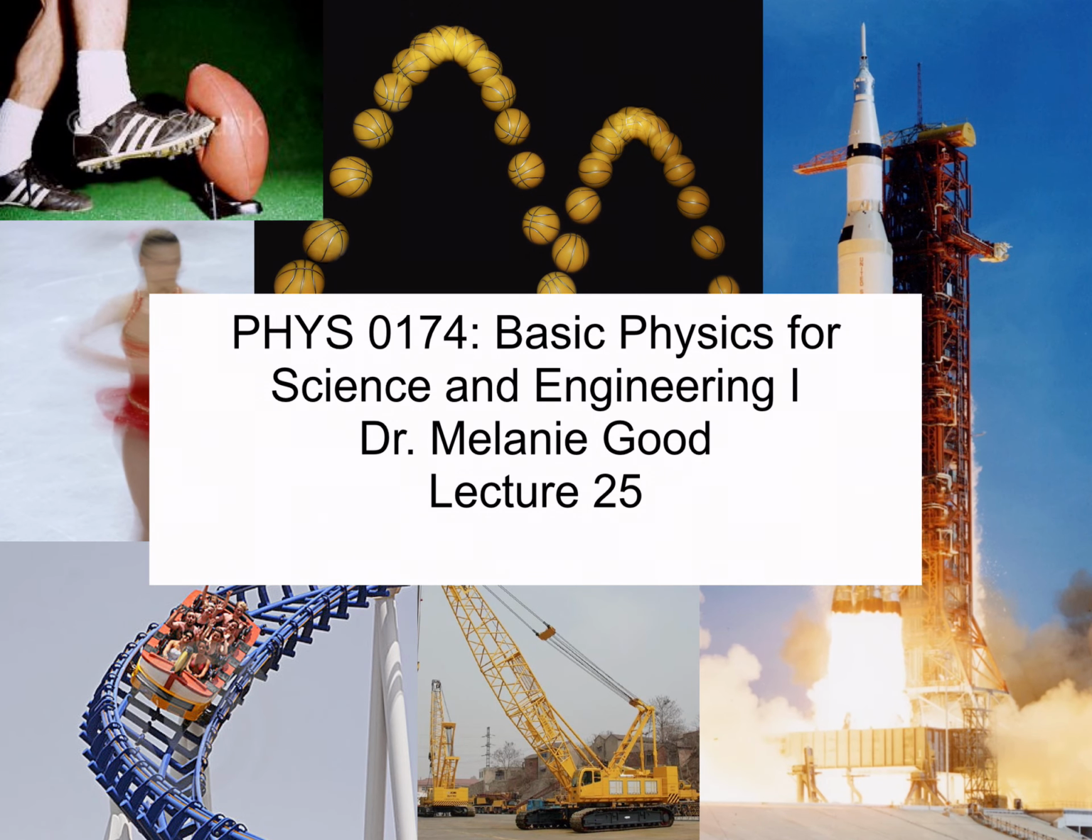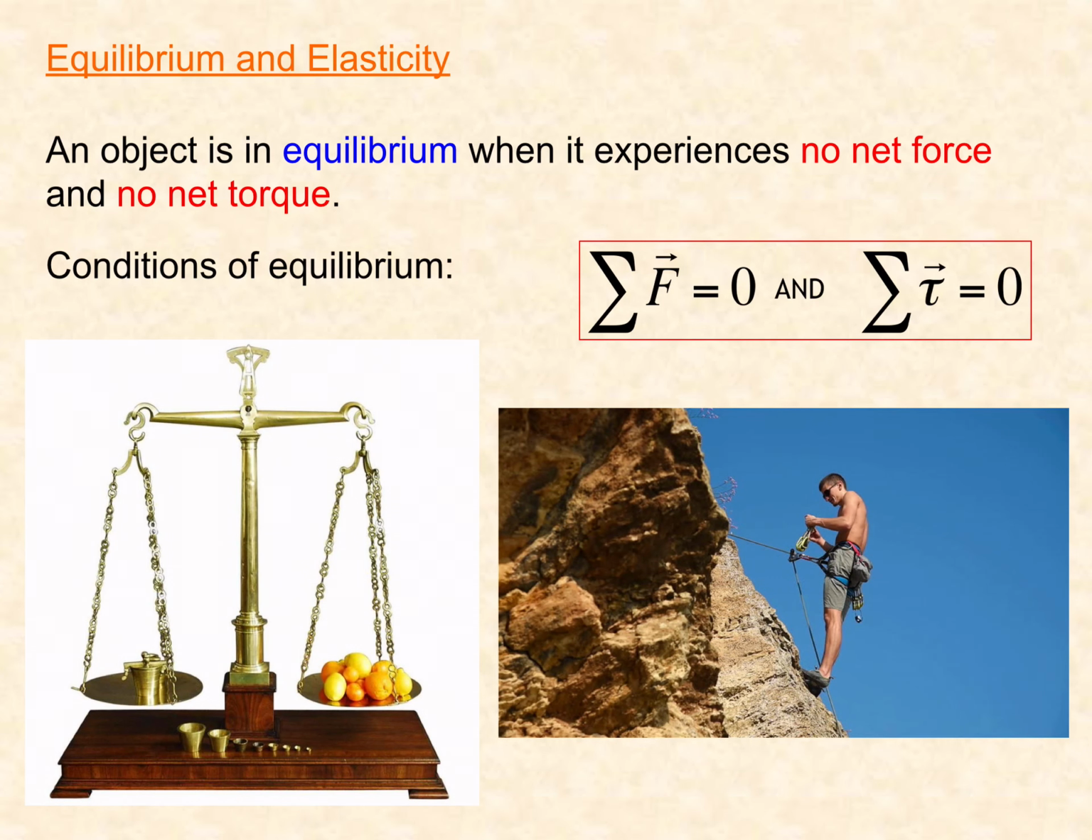Greetings everyone. We are now ready to begin Unit 7, which is about equilibrium and elasticity. The first of those two things, equilibrium, can be defined as a state in which an object is experiencing no net force and no net torque. You must meet both of these conditions in order for the object to be considered to be at equilibrium.